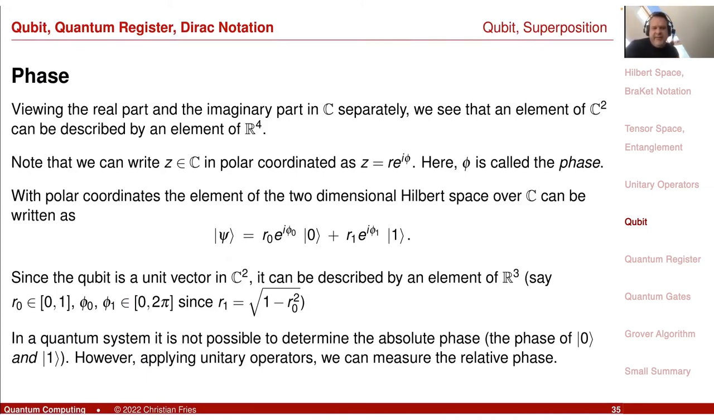A thing which I have to mention is the phase. So we are in a two-dimensional Hilbert space over C. Viewing the imaginary and the real part separately, you can identify this as being R4. So we have four real coefficients. If you write the complex numbers in polar coordinates, then you have two parameters, r for my two complex numbers of the two-dimensional space, and two parameters, phi, the angle of my two complex numbers. The phi is called the phase.